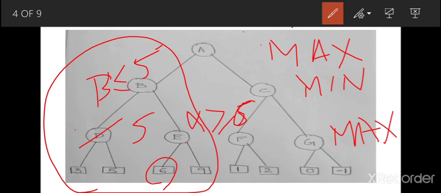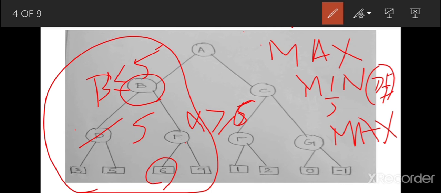Okay, and node D is 5. So node E here is written as alpha should be greater than or equal to 6. So what is the value of B? B means the minimum of node D and node E, is it? Minimum of D comma E. What is the value of D? That is 5. What is the value of E? If it is 6, then 5 will be taken as the value of node B.